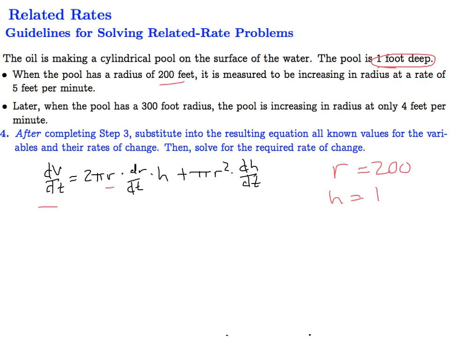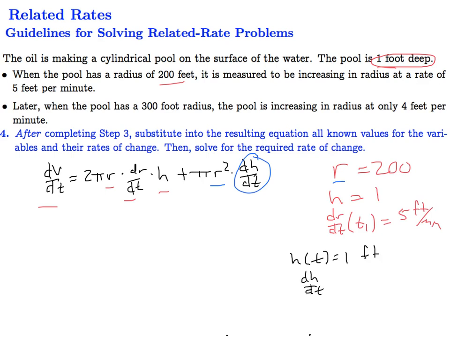So we're doing pretty good on this first part here. Not too bad. And we also know that dr/dt at time 1 is increasing at 5 feet per minute. So we've also got the radius. We've got all those first terms figured out. Next we need to figure out, well, r squared is no big deal. We already know what r is. So we're good to go there. But what about dh/dt? Well, we know that our height function, the height of t, the depth, is always 1 foot. So this means that dh/dt is the derivative of a constant, which is 0. That really helps us out.